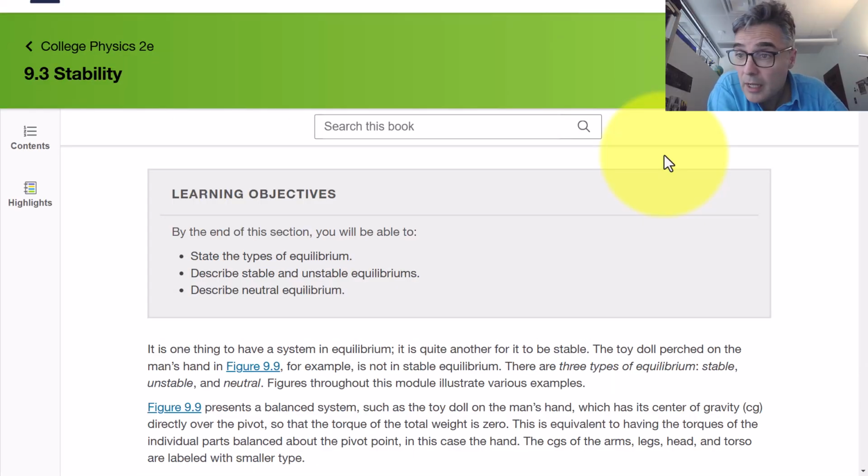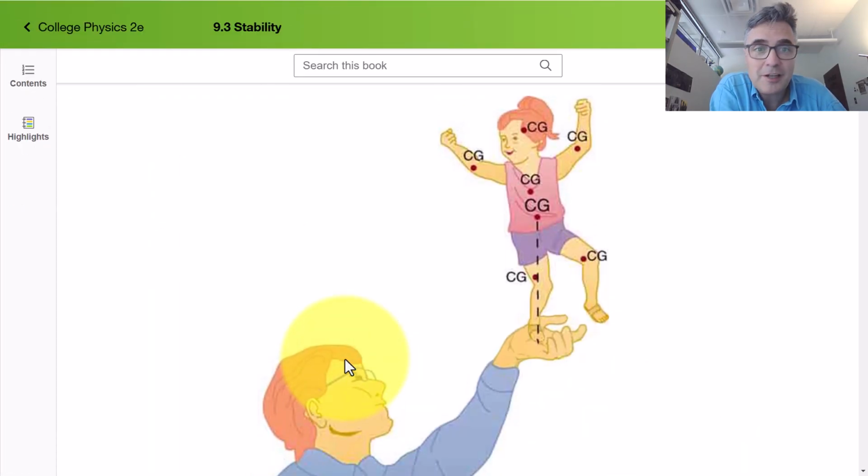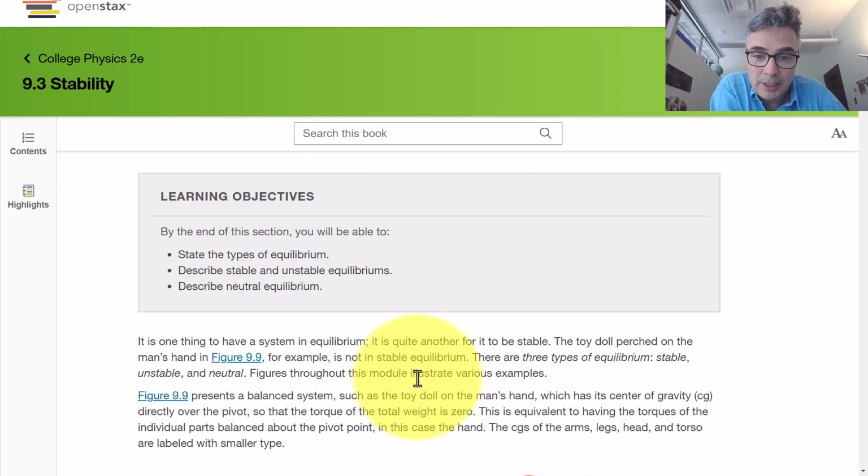Okay, so section 9.3 is called stability. And it says it's one thing to have a system in equilibrium. It's quite another for it to be stable. The toy doll perched in the man's hand in this figure, this is not a real child, as they say, is not in stable equilibrium.